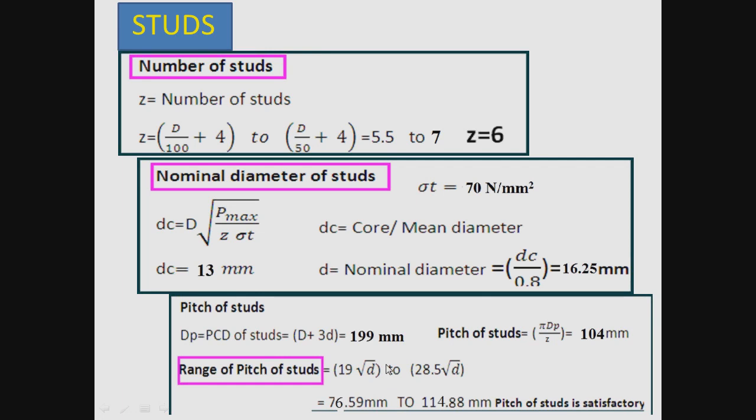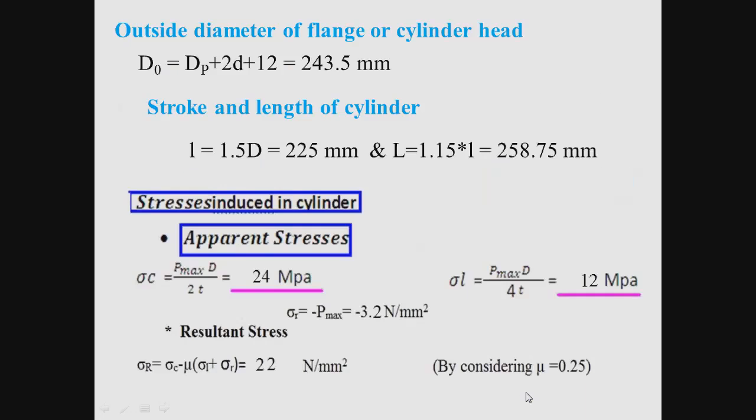Next is the range of pitch of the studs. So pitch of the studs should be in the range from 19 square root of d to 28.5 square root of d. So d value here is 16.25 mm. If you substitute these values, the range of the pitch should lie between 76.59 mm to 114.8 mm. So actually the value we have got is 104 mm. So it lies between these two, and that's why the pitch of the studs is satisfactory.